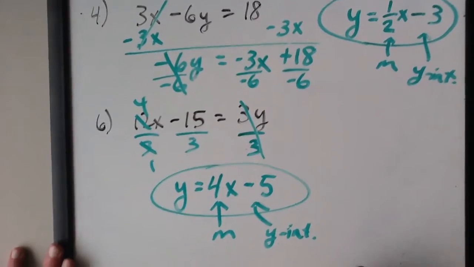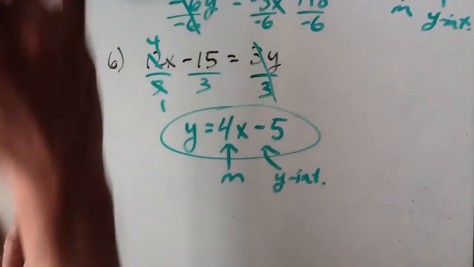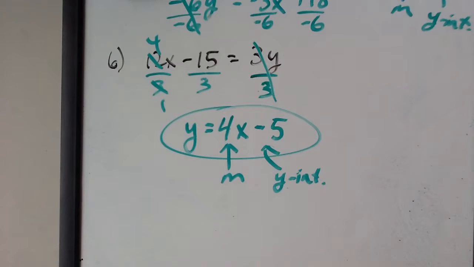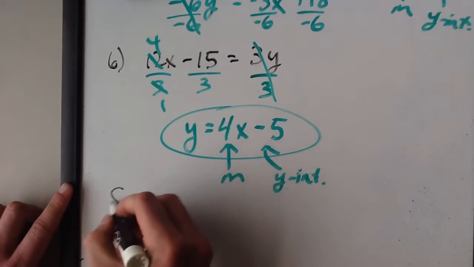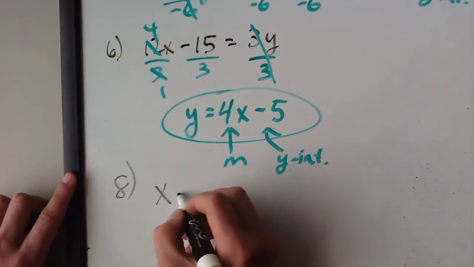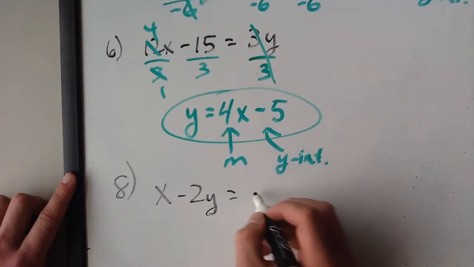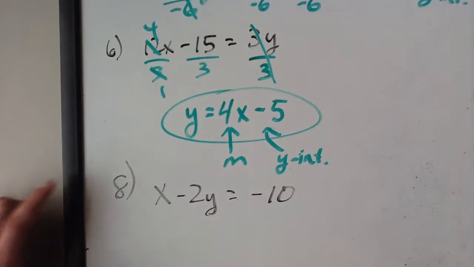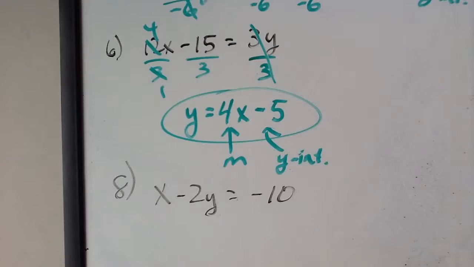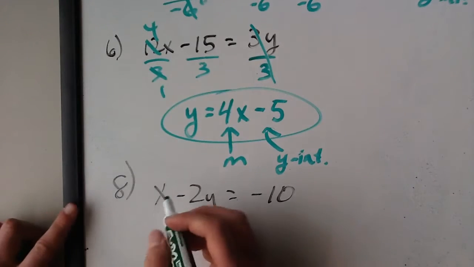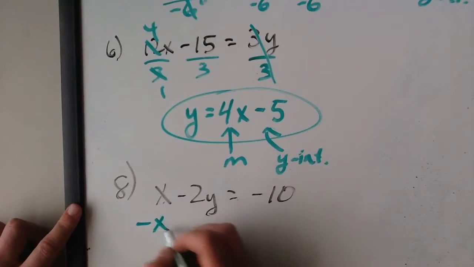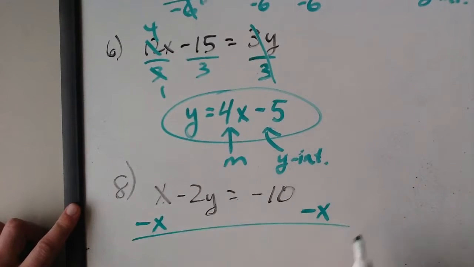Okay, 2 more. We'll do 8 and 10, so we cover all the evens. Number 8 on your paper looks like this. It says x minus 2y equals negative 10. Okay, I need to move my x term to the other side to get y by itself. So right now it's positive, so I would subtract x from both sides.